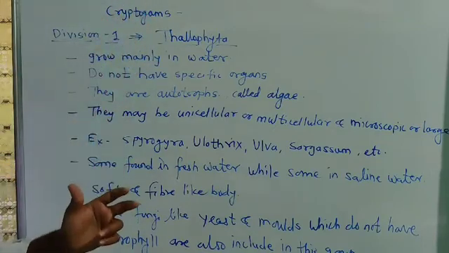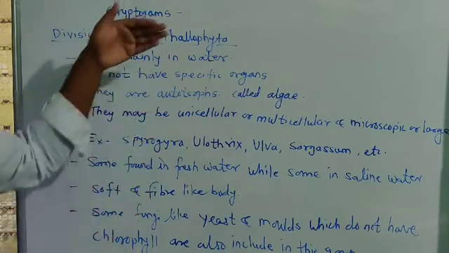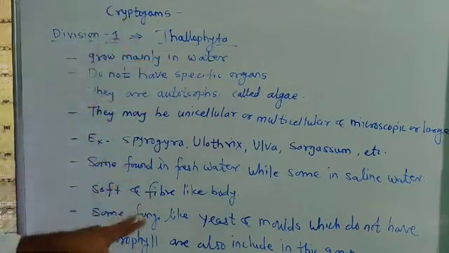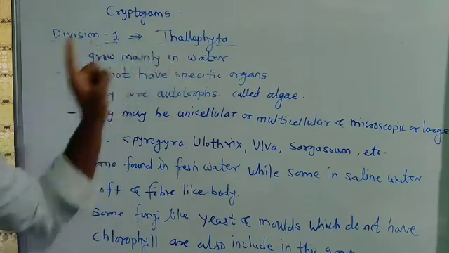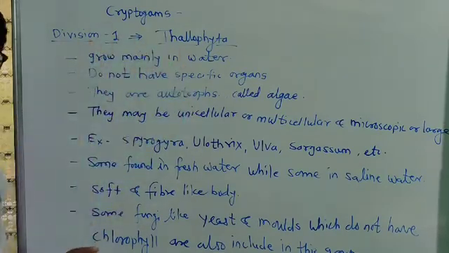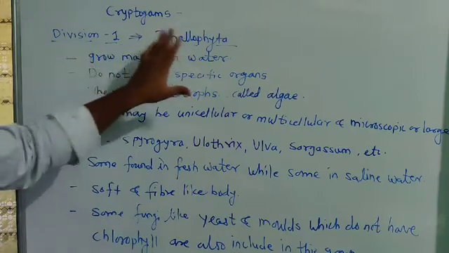Cryptogam means what? These are the plants which do not bear seeds. According to that, these cryptogams are again divided into three different parts: division first thallophyta, division second bryophyta, and division third pteridophyta. These are the characteristics of division thallophyta.